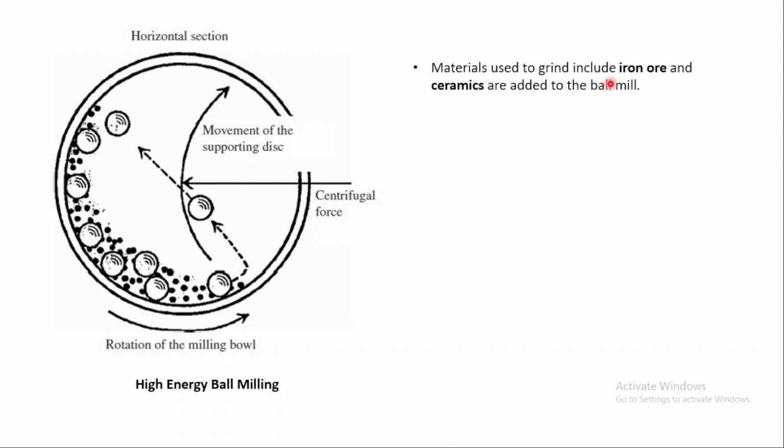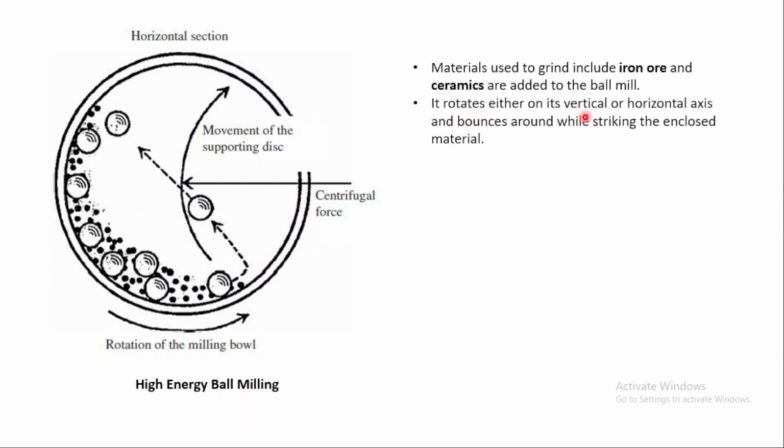Materials used to grind, such as iron ore and ceramics, are added to the ball mill. So inside the ball mill, iron ore and ceramics are added to increase the friction and mechanical pressure inside the mill, so that these rolling balls will generate more force, dash against the bulk material, and break it into smaller pieces.